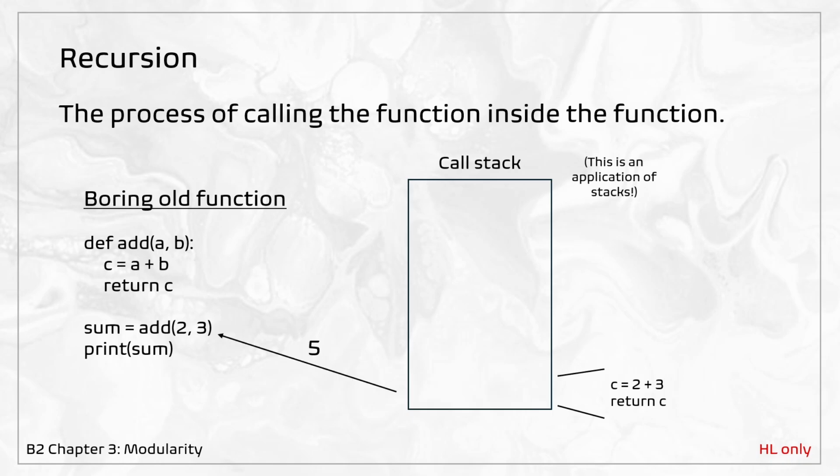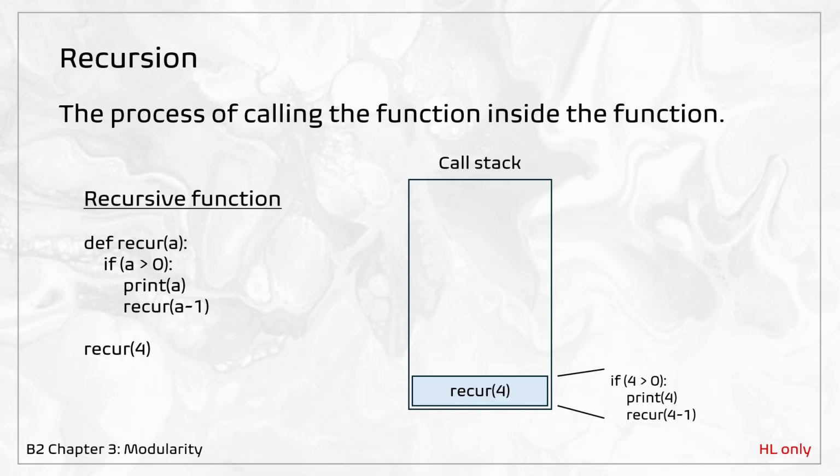But in recursion, function calls can't finish without reaching the recursive call first, meaning additional calls are repeatedly put into the call stack while the original call stays stuck. So here, we've called the function recur with the value 4. So this is put into the call stack. Now, recur 4 looks something like this. If 4 is greater than 0, then print 4, and recur 4 minus 1. So this is like the self call.